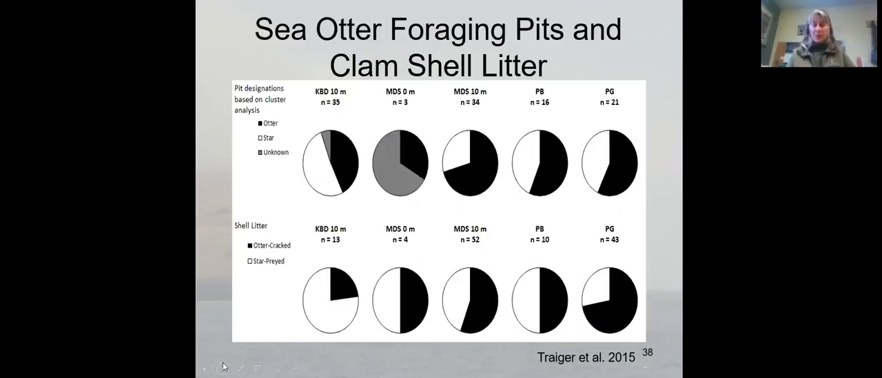So we have a little trouble trying to sort that out, but the otter cracked and sea star preyed shell litter for Saxidomus was pretty interesting. These kind of look like moons. The white space is things that were preyed upon by sea stars, and the dark is by sea otter. And the five areas you see with numbers underneath them show the number of sites. We looked at five sites and then the sample sizes for each of those. So it's pretty dynamic between these two major predators in that nearshore area. Next, please.